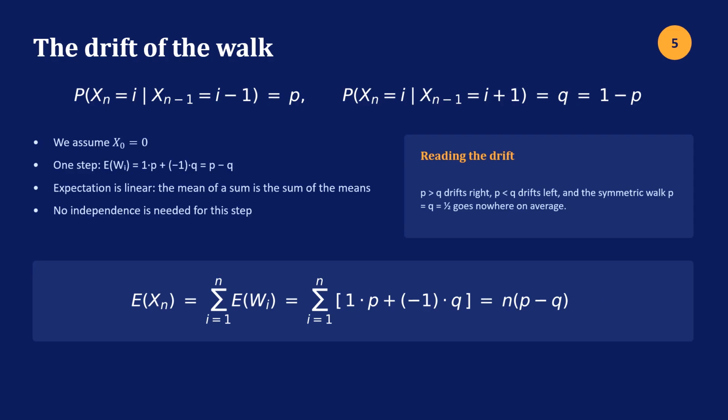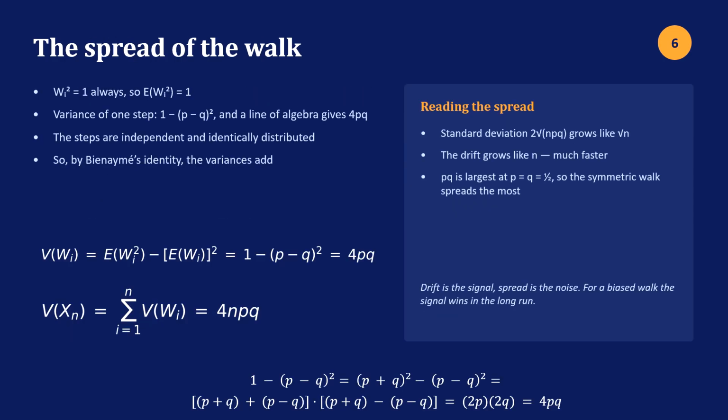Okay, let's continue. On the previous slide, we computed the expected value for our random walk. And on this slide, I want to compute the variance and the standard deviation, which is just the square root of the variance. So we have the formula here for the variance of a random variable.